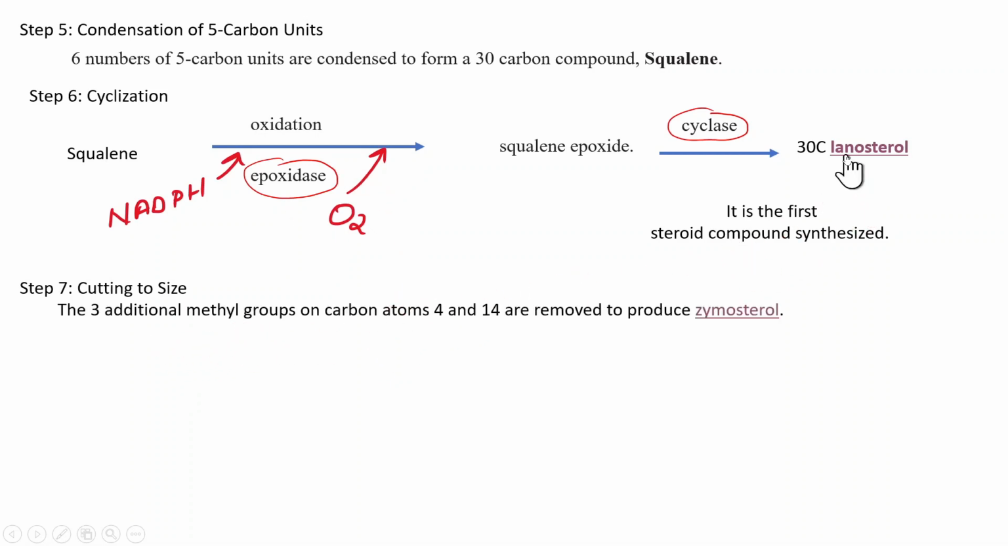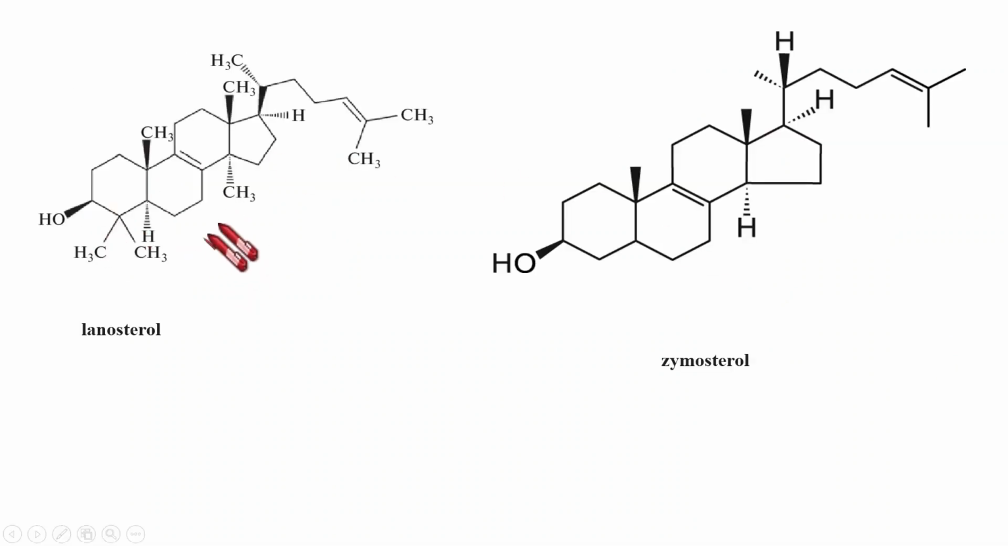In the structure of lanosterol, we are going to remove 3 methyl groups that are located at carbon 4 and carbon 14, and because of that removal, what is forming? Cymosterol. I will show you. This is lanosterol, and on the 4th carbon we can see 2 methyl groups, and also on the 14th carbon 1 methyl group. As these 3 methyl groups are removed, it becomes cymosterol.